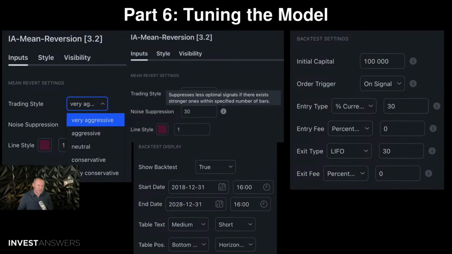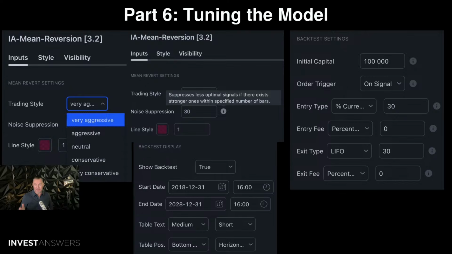Here are some of the ways in which you tune the model as well. Now, again, as I emphasize, I did not tune it. I'm just using the same standard neutral settings for everything, okay? And the first part, you'll have the different trading style. You can be very aggressive. Normally, when I do trade, I do use very aggressive all the time, but you can use aggressive or neutral or conservative or very conservative, depending on the asset.